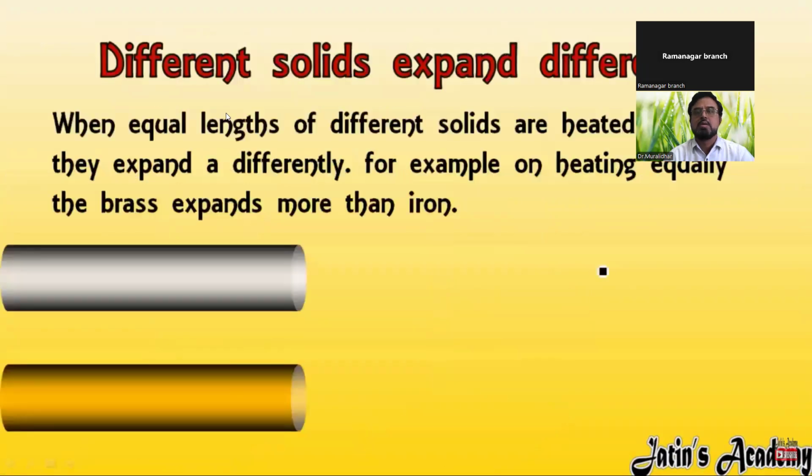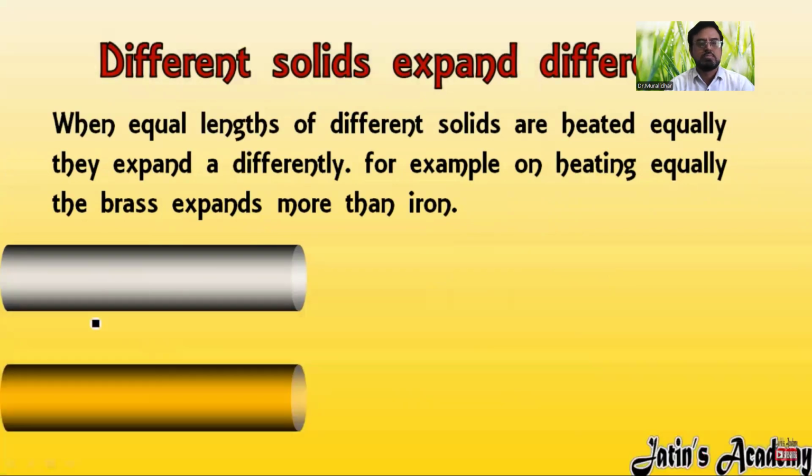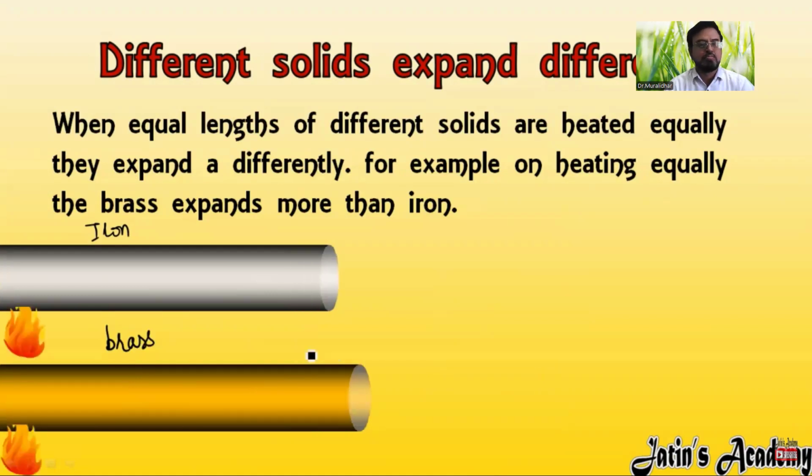But yes, different solids expand differently. For example, I have wires or rods of two materials: this is iron, and this is brass. Whenever I heat both materials, which have the same length, and give the same amount of heat to both, you will observe that brass expands more as compared to iron. So thermal expansion also depends on the material, from solid to solid.